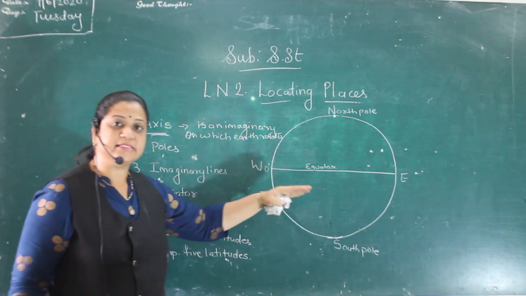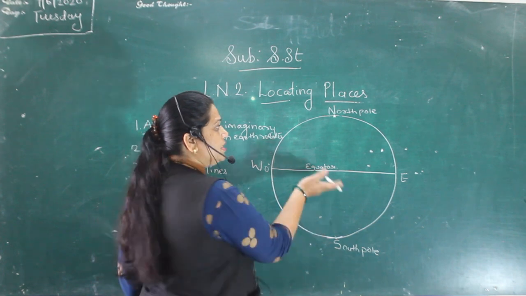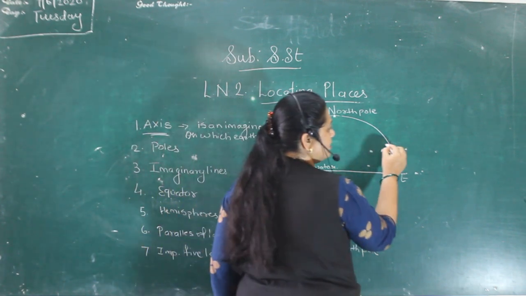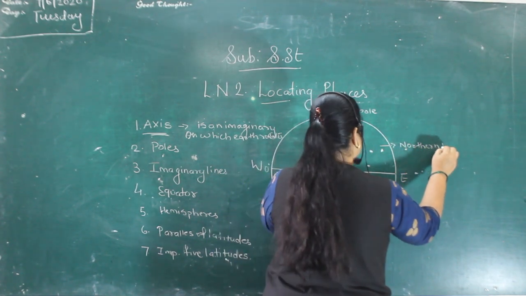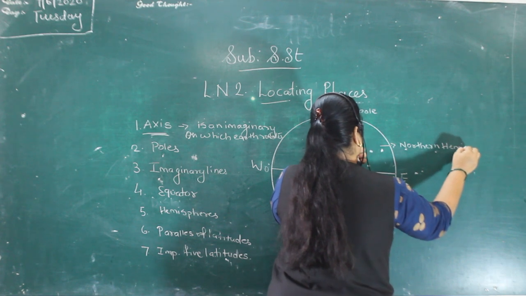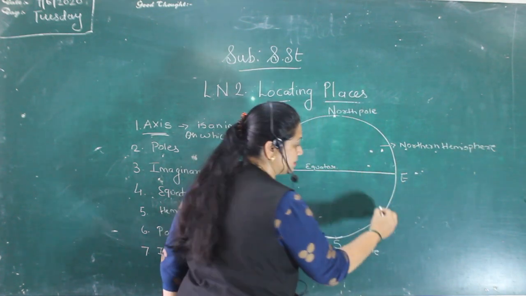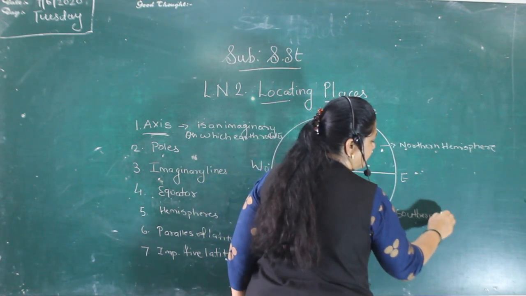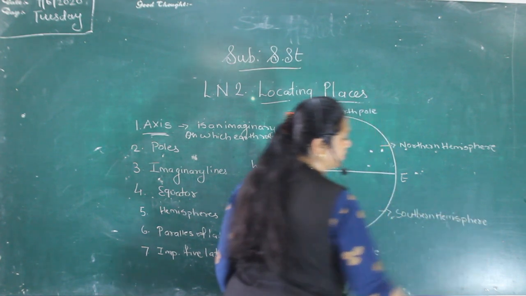Now our earth is divided into two parts. The part of the earth which lies towards the north, I will write here, is called the northern hemisphere, and the part of the earth which lies towards the south is called the southern hemisphere. Okay, so the equator divides the earth. Now is it clear?